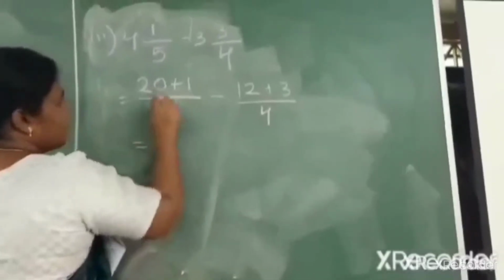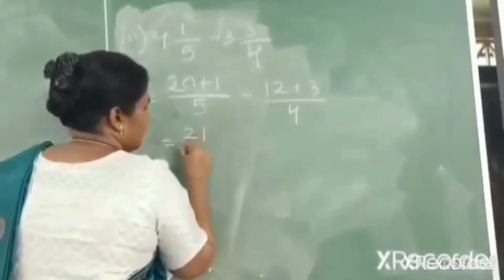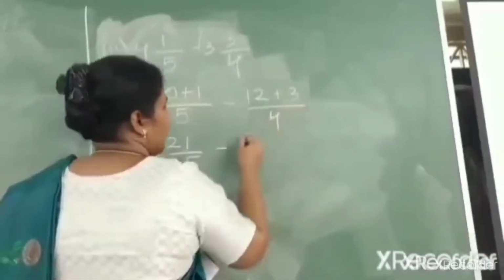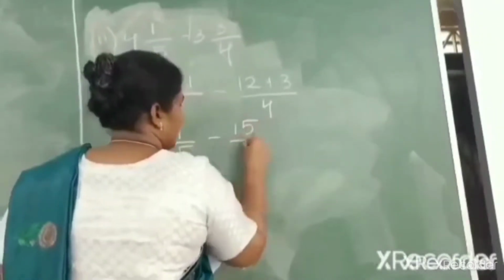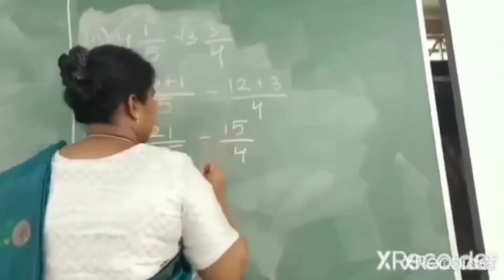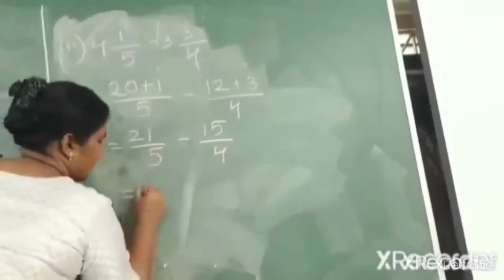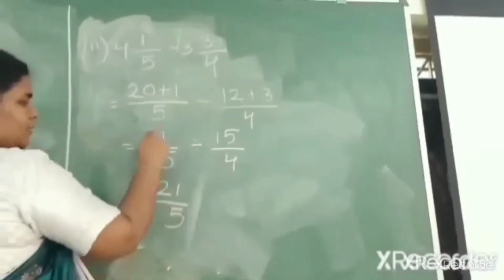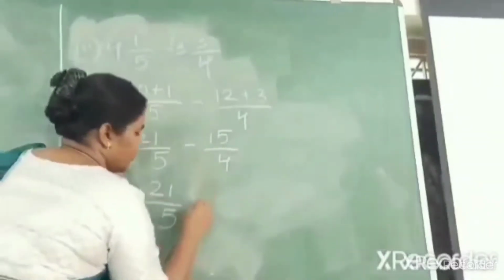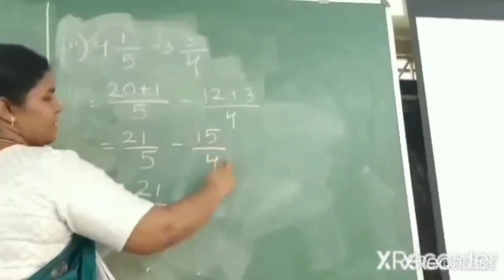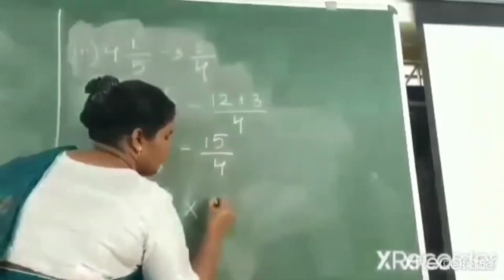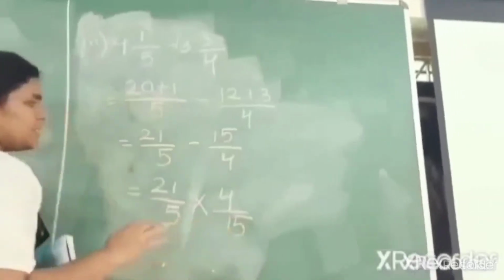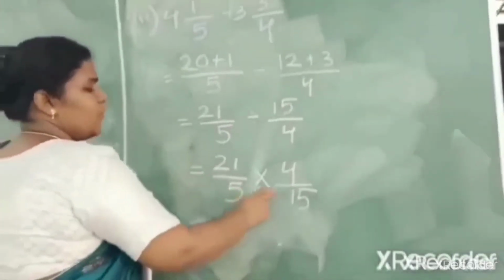Okay, so 20 plus 1 is 21. 21 by 5 divided by 12 plus 3 is 15, so 15 by 4. Okay, 15 by 4, and then 21 by 5. So before division, the fraction will be the same. While converting division into multiplication, after the division only it will change. Okay, so 4 will go to the numerator and 15 will go to the denominator. So 21 by 5 into 4 by 15.